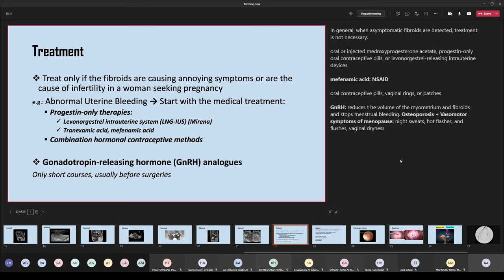The gonadotropin releasing hormone analogs are used only for short courses, usually before surgeries. The goal here is to reduce the volume of the fibroids and the myometrium and stop the menstrual bleeding. But because they have side effects, they might cause vasomotor symptoms of menopause, and they also might cause osteoporosis. So we do not use them for a long period of time, only usually before surgeries to try and shrink the myometrium and the fibroids.